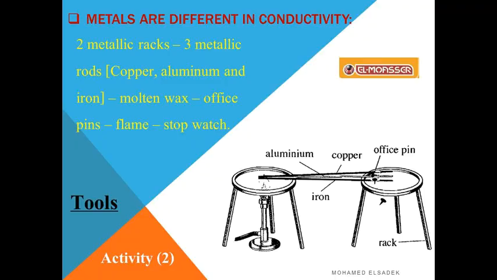Activity number 2: to show that metals are different in conducting heat. حضرتك احنا قلنا ان الميتالز من الكوندكتورز ماتيريال صح اوف هيت، لكن هل كلهم same conductivity؟ No. Tools: 2 metallic racks, 3 similar size metallic rods. ايه هما بقى ال 3 similar size metallic rods؟ انا عايز رود اوف كابر، رود اوف الومنيوم، رود اوف ايرون. عايز ساق من الحديد، ساق من الالومنيوم، ساق من النحاس. كلهم ميتال لكن not same in conductivity.